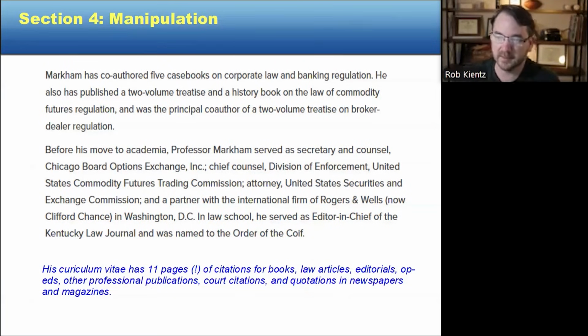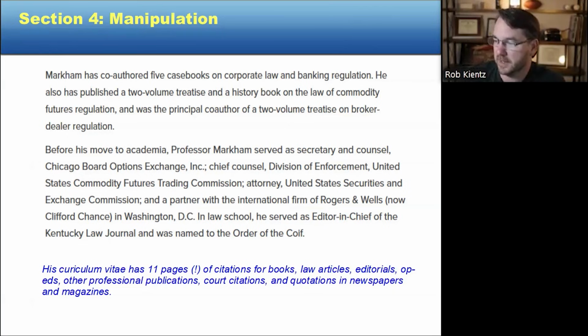Before moving to academia, Professor Markham served as secretary and counsel, Chicago Board Options Exchange. It's one of those commodity options markets. He was the chief counsel, Division of Enforcement, United States CFTC. The CFTC is the regulator for the COMEX in the United States for all commodities. So he was in the Division of Enforcement for the regulator for commodities. So he would know something about the commodities trade and manipulation.